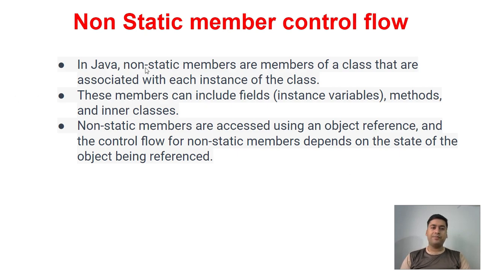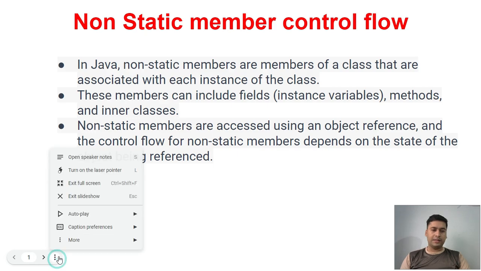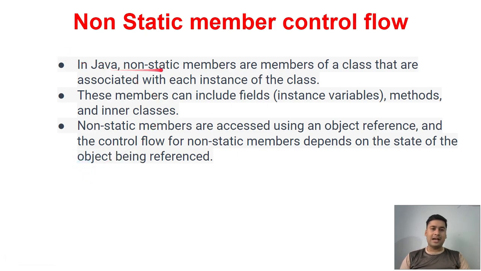So here you can see, in Java, let me open the ledger. In Java, non-static members of a class are associated with each instance of the class. Whatever methods and variables you create which are non-static are directly associated with the class instance. These members can include fields, which are instance variables, methods, and inner classes also.